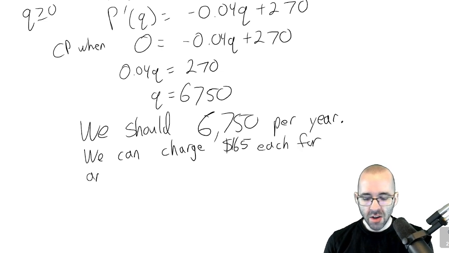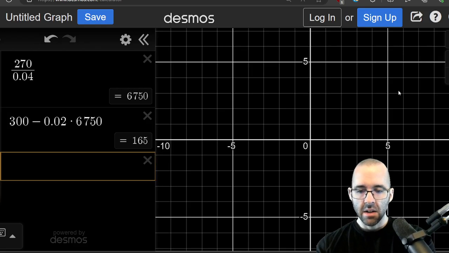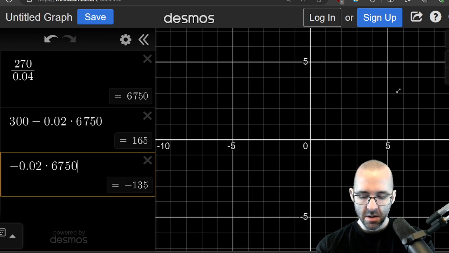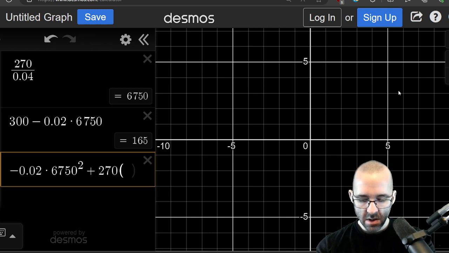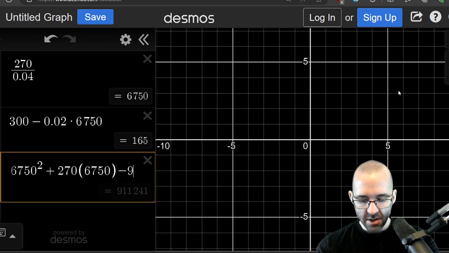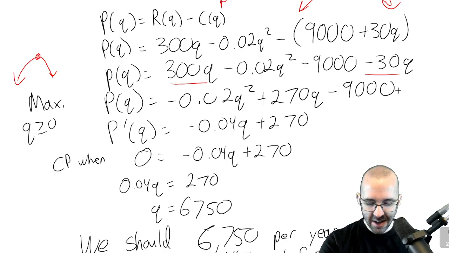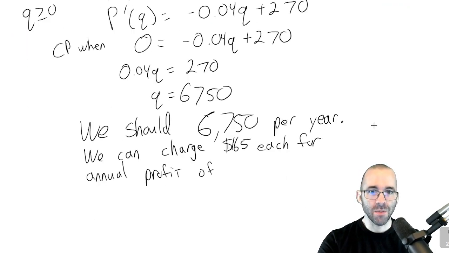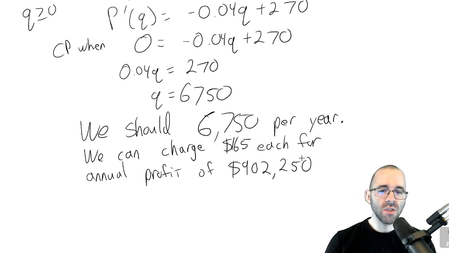For an annual revenue or annual profit of, well, let's use our profit function. This guy right here. Negative 0.02 Q squared plus 270 Q minus 9,000. Annual profit is 902,250. Goodness gracious. I should get into the ribbon winding business.